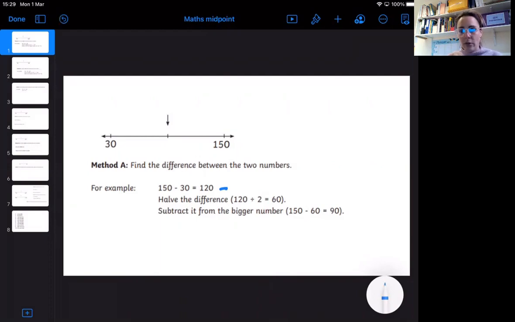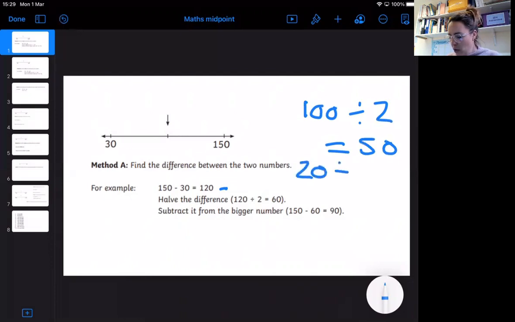If you don't know how to divide a number or half a number off the top of your head, remember to split it into hundreds, tens and ones if you need to. So I have got 100 divided by 2. So half of 100 is 50. And then I have got 20 divided by 2 is 10. And I add those together.